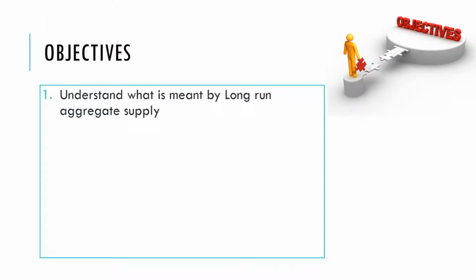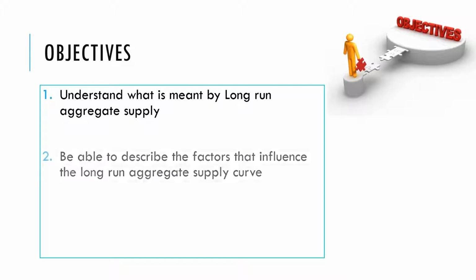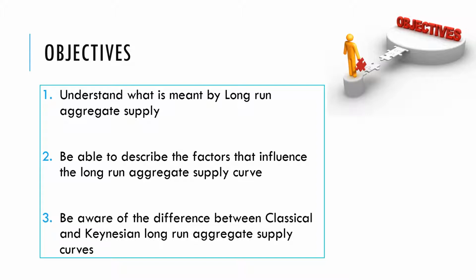So, in this video, we've looked at what is meant by long-run aggregate supply. We've looked at the factors that influence the long-run aggregate supply curve and would cause it to shift. And then at the end, we looked at the difference between the classical and Keynesian long-run aggregate supply curves. Quite tricky economic theory, but the key fact is we can draw the difference between those two curves.